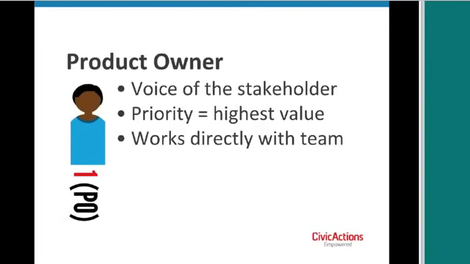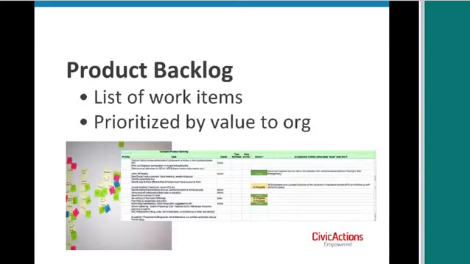They prioritize the work by the highest value that it brings to the organization, and they work directly with the team. The work that the team is addressing is listed in something called the product backlog. So basically, this is a list of work items. Again, I mentioned it's prioritized by value to the organization. And the product backlog is constantly being reprioritized.